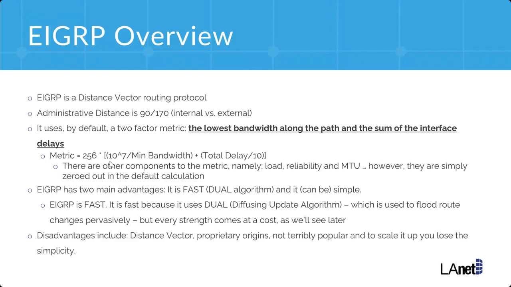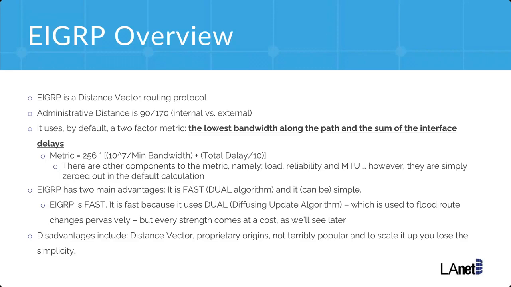I mean, number one, it could be a lot more than a two-factor metric, right? You could use load, reliability, and MTU. Also, there is a hop component to it in that EIGRP cannot have more than 100 hops in a prefix. I can't imagine an EIGRP network that has 100 hops within a single AS, but technically that's a true statement.